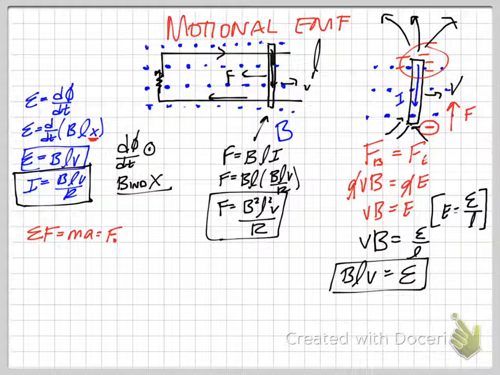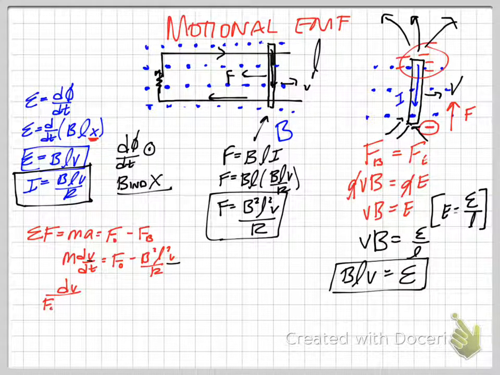Could be 0, minus our magnetic force. So m times dv over dt is that constant force minus B squared L squared v over R. And now we see the time dependent part of it, where we have our velocity here and our velocity here that we need to deal with. So we do a little separation of variables. dv over F0 minus B squared L squared v over R is equal to dt over m.